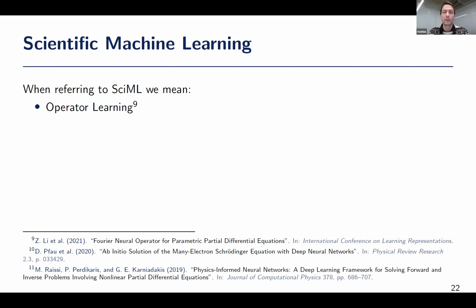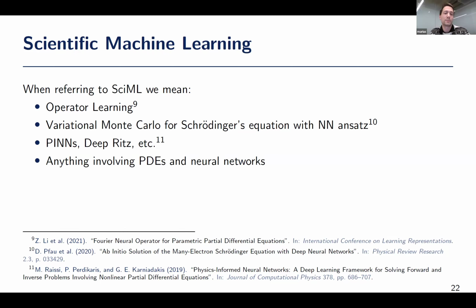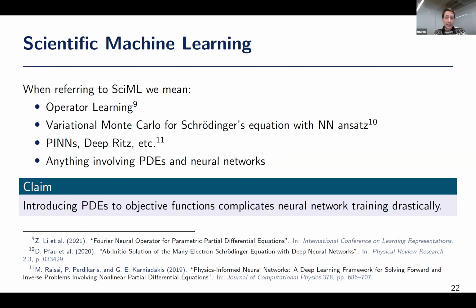And then just to reiterate, now I want to change gears a little bit away from PINNs only to general methods that involve neural networks and PDEs. So for instance, operator learning, variational Monte Carlo for the many-electron Schrödinger equation with neural network ansatz functions, but also including PINNs, Debritz methods, so anything that involves PDEs and neural networks. And I claim that introducing PDE terms into these objective functions will complicate the neural network training drastically.